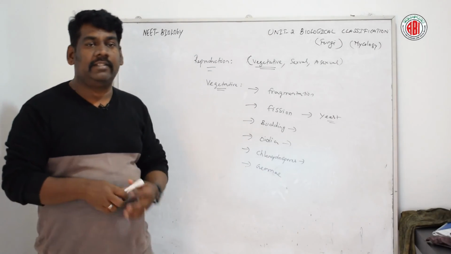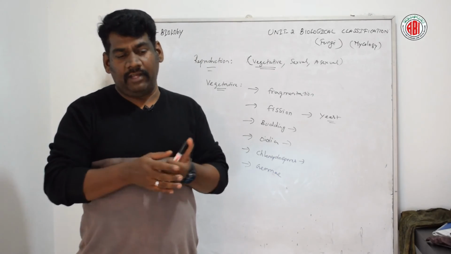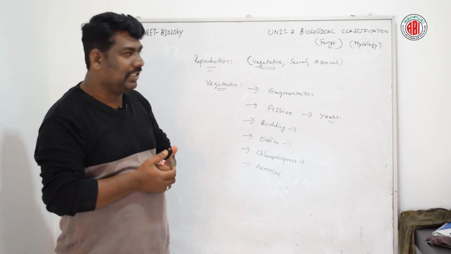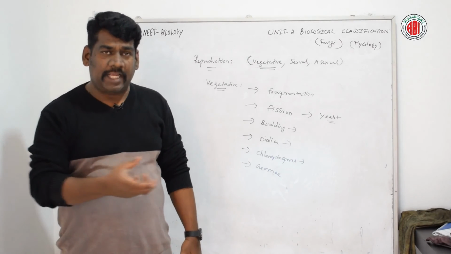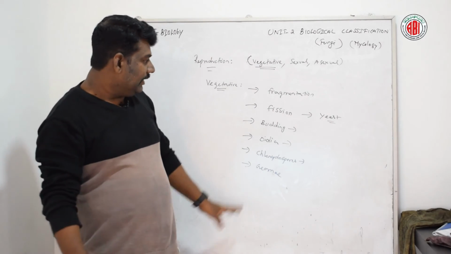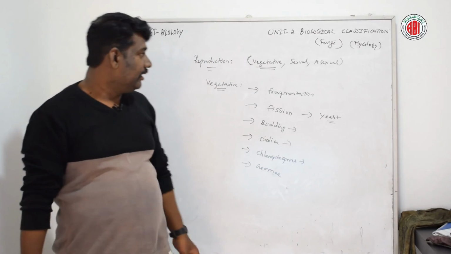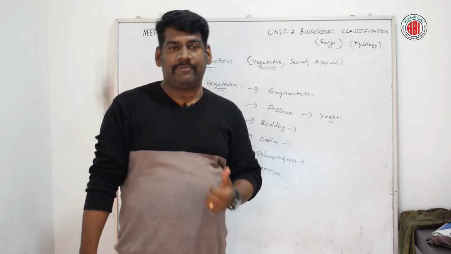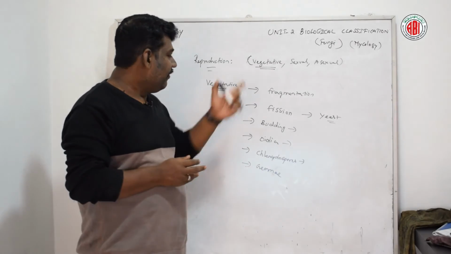Chlamydospores are a type of spore with a thick cell wall. During favorable conditions, they can develop into a new mycelium or the thallus of the fungal organism. So these are the different types of vegetative reproduction seen in the fungal organism, especially in the kingdom fungi. Now let us talk about asexual reproduction in fungus.